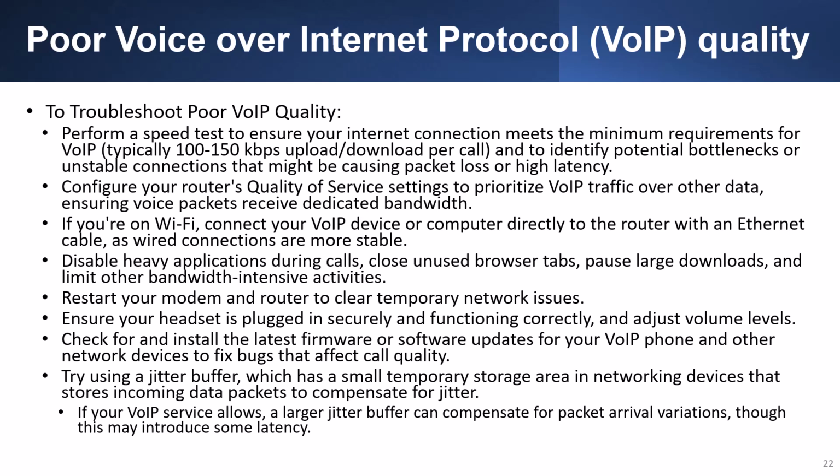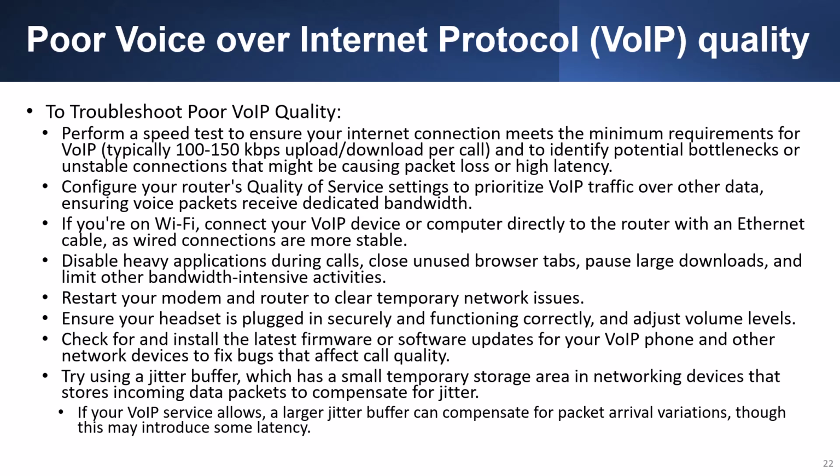Configure your router's quality of service settings to prioritize VoIP traffic over other data, ensuring voice packets receive dedicated bandwidth. If you're on Wi-Fi, connect your VoIP device or computer directly to the router with an Ethernet cable, as wired connections are more stable. Disable heavy applications during calls, close unused browser tabs, pause large downloads, and limit other bandwidth intensive activities. Restart your modem and router to clear temporary network issues. Ensure your headset is plugged in securely and functioning correctly, and adjust volume levels.